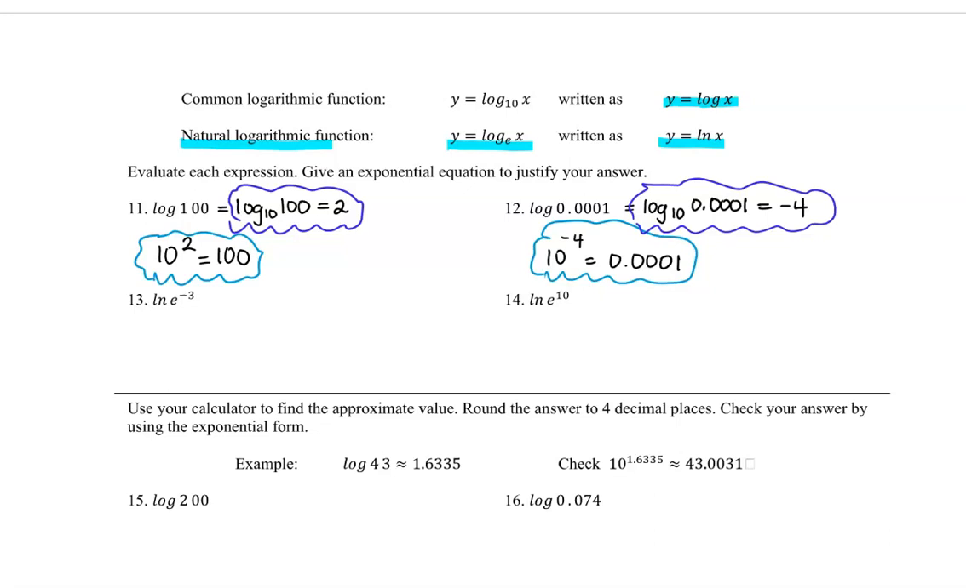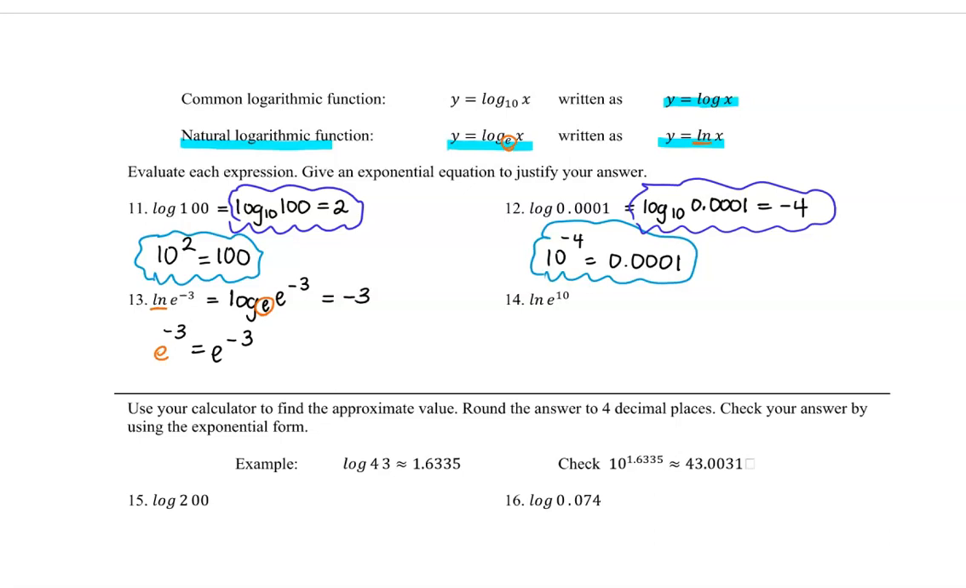ln is the logarithmic function with the base of e. E is an irrational number, and it is the base of the natural log function. So in example 13, natural log of e to the -3 is the same thing as log base e of e to the -3. So what we're looking for is the exponent that goes on the base of e in order for us to get e to the -3. And that exponent is -3.